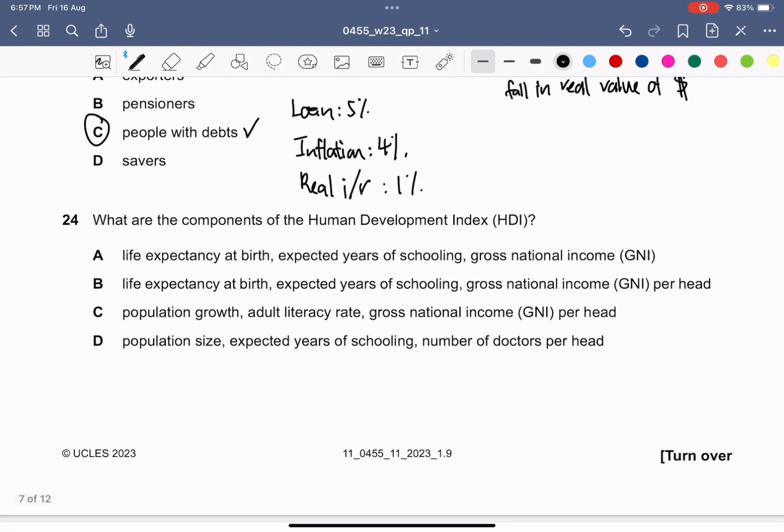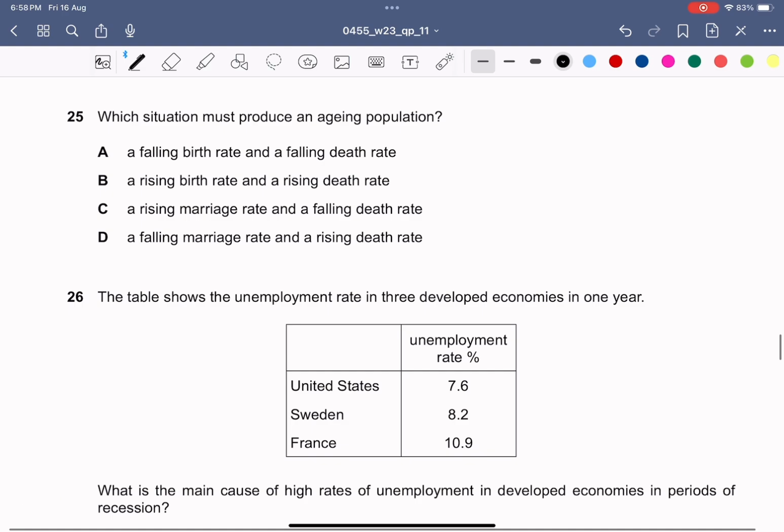24. What are the components of Human Development Index, HDI? This one, there's no method, you just need to remember it, which is life expectancy at birth, expected years of education or schooling, and gross national income. 25. Which situation must produce an aging population? So aging population means that there's more old people and fewer newborn babies, which is a falling birth rate and a falling death rate.